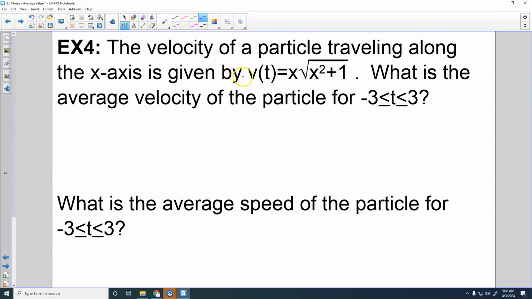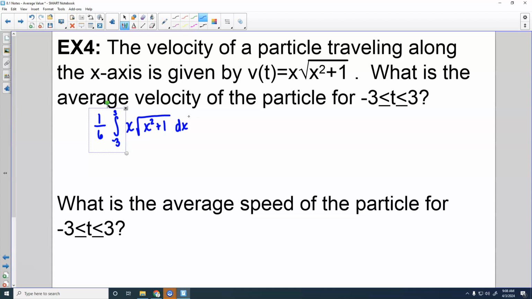Okay, so we're given our velocity. If we want average velocity, then we need to do 1 over the length of the interval times the integral of that function, right? So the length of our interval here is 6. From negative 3 to 3 is 6. We need to integrate from negative 3 to 3. And I've got x square root of x squared plus 1 dx. How am I going to integrate this one?